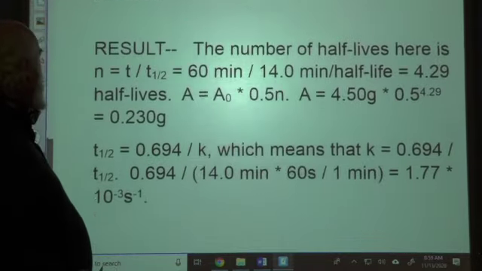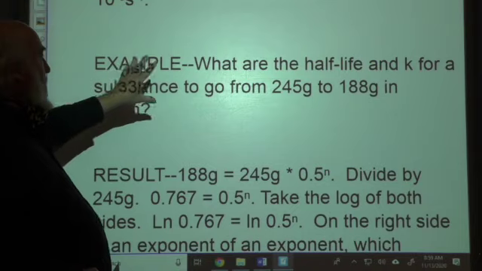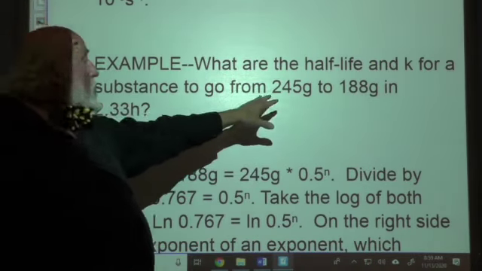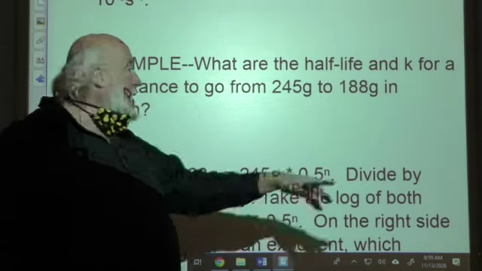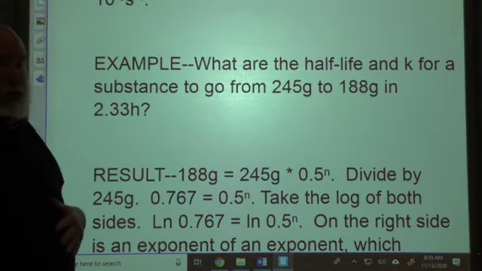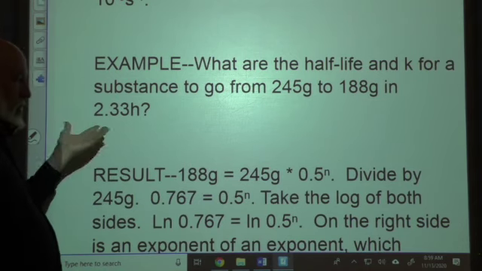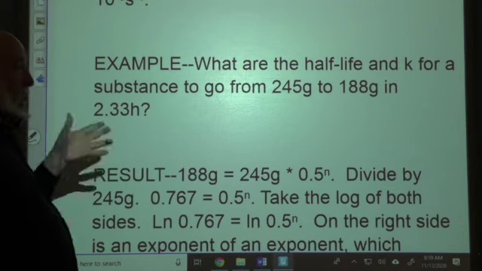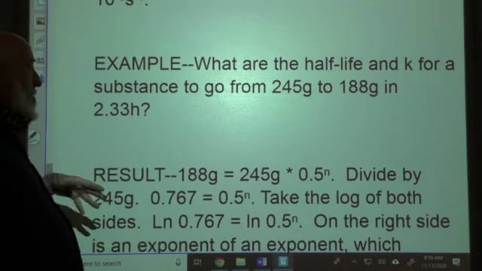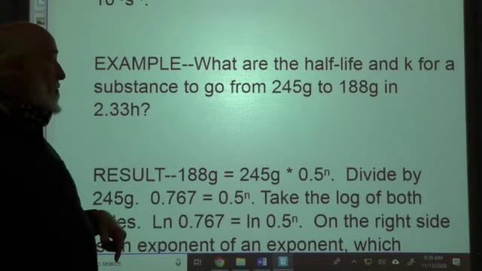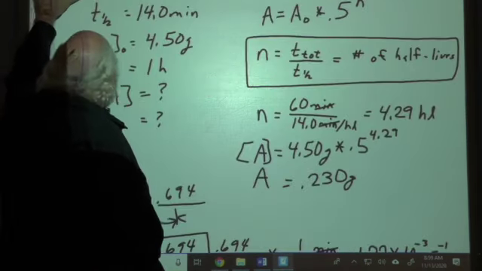The next example is: what are the half-life and K for a substance to go from 245 grams to 188 grams in 2 hours and 20 minutes. You have to write the one entity, so I put 2.33 hours. Okay, so half-life now, we don't know the half-life and K, but we're going to be using the same formula as we did before, just a different bent on it. So let's take a look at that.